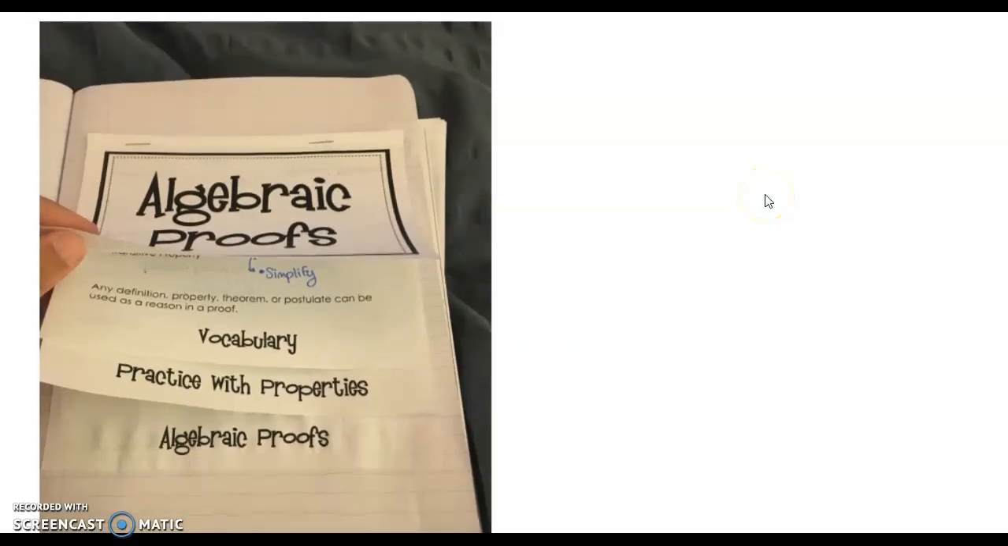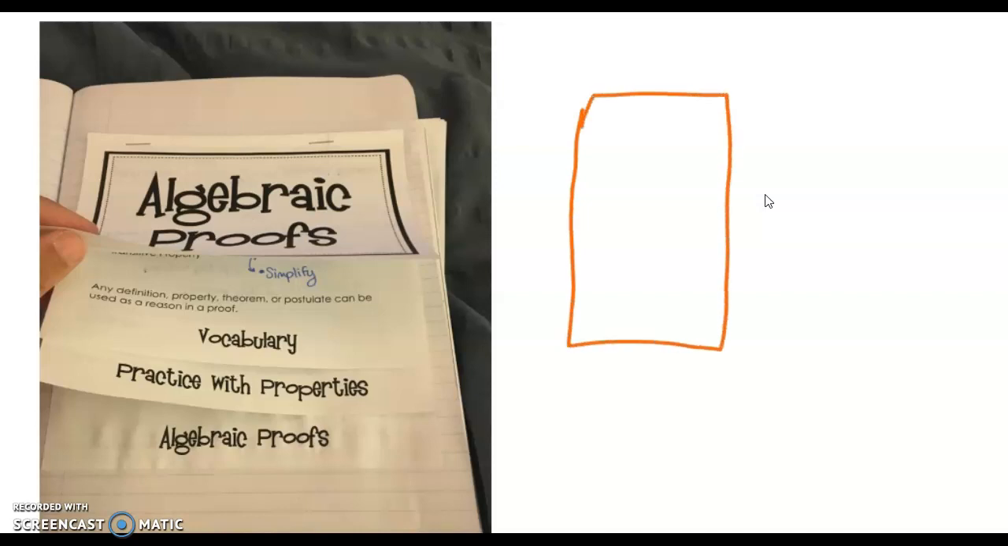Okay, so this is the algebraic proofs foldable. It's a little funky to set up. What you need to do is cut it out first, and then stack the 2 pages. The pages will be offset. One page will have that square and say algebraic proofs on it. That'll be one page.